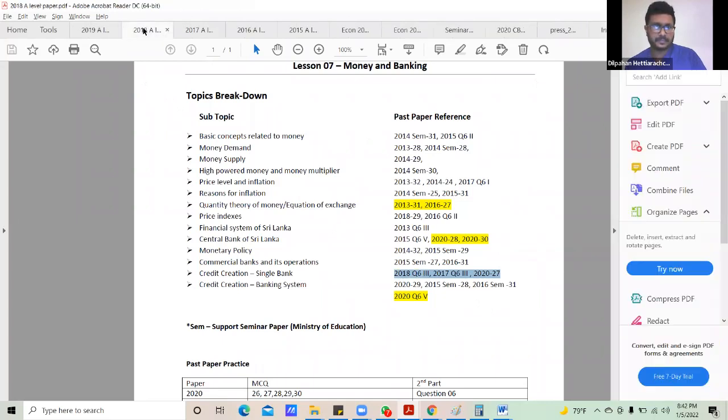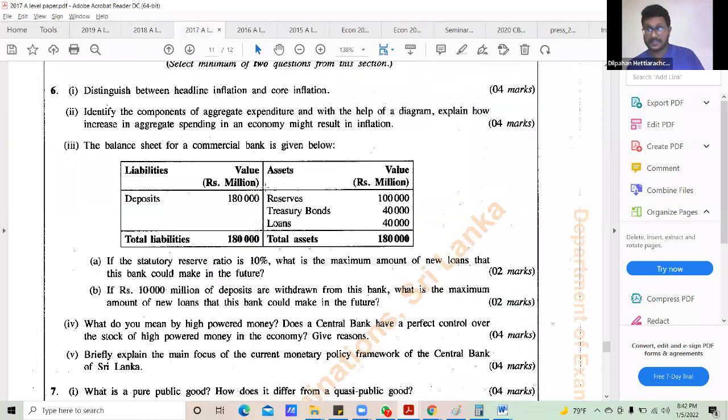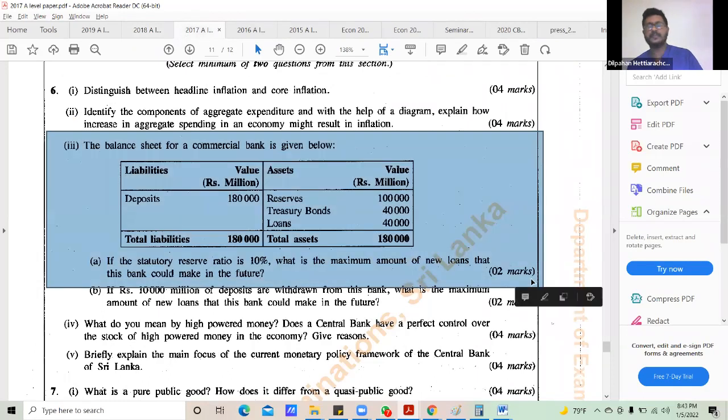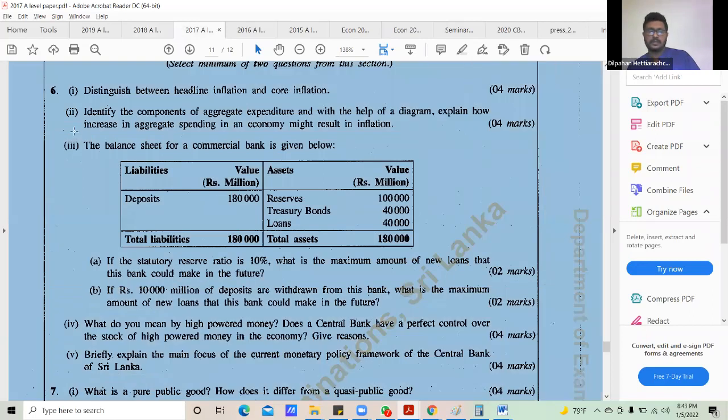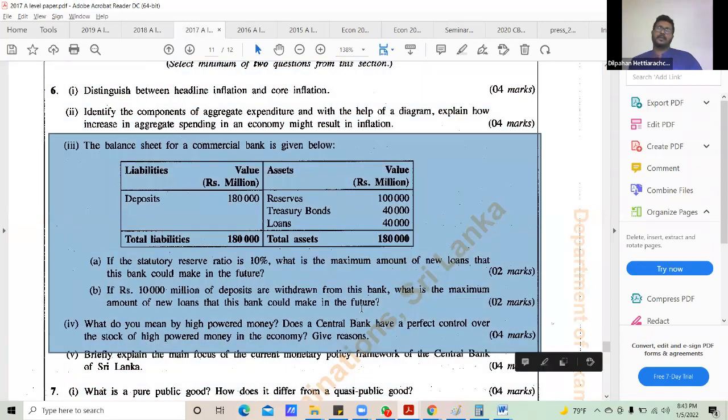This is the first question I'm selecting, right? I will select this 2017 question. So take about 30 seconds and read the information available in this question. Then we'll do this calculation. Just take 30 seconds and read what is there.